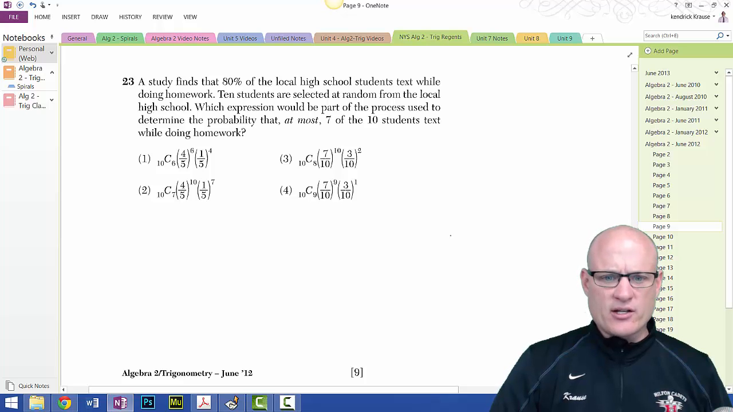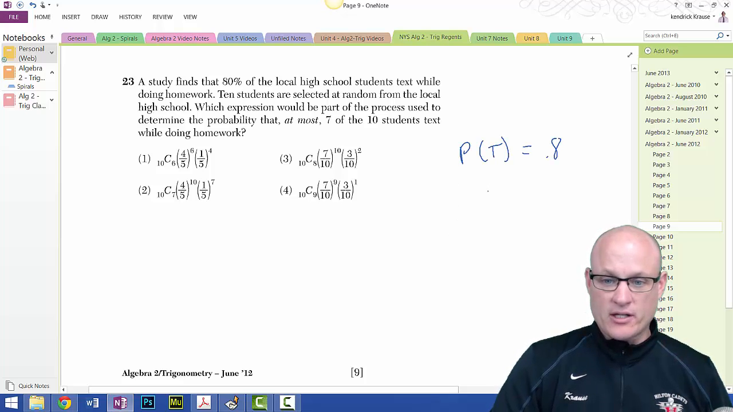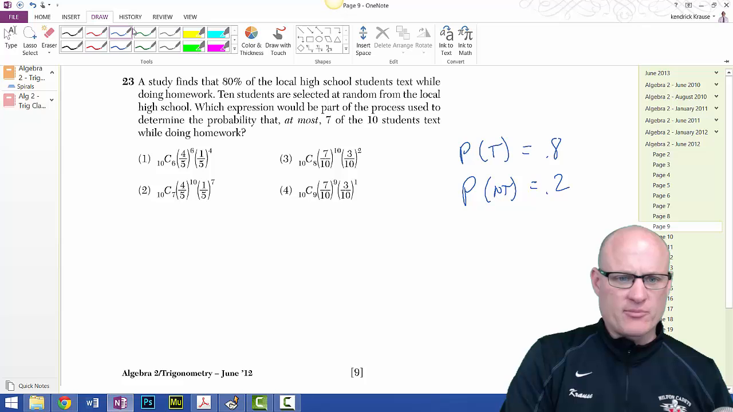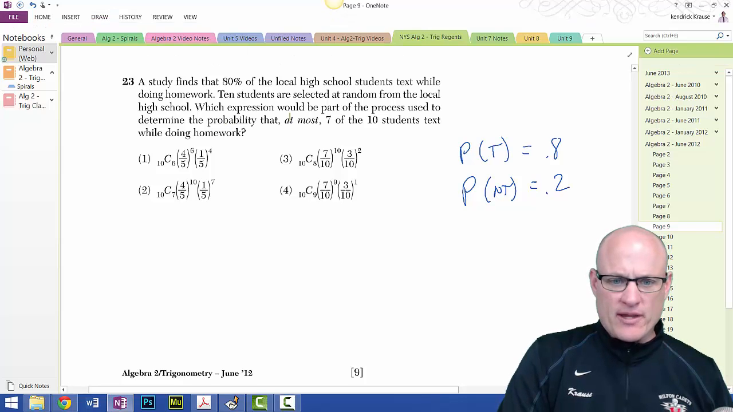Study finds that 80% of local high school students text while doing homework. So the probability of texting while doing homework is 0.8. So the probability of not texting while doing homework, those we like to call the smart kids, is 0.2. So we want to know what's the probability. I'm going to grab my highlighter because that's cooler. What's the probability that at most 7 out of 10 students text while doing homework?